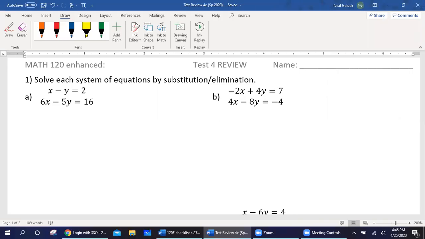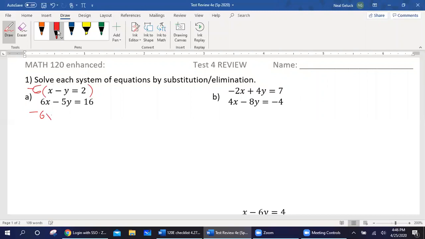This is the review for the Unit 4 test in Enhanced College Algebra. For the first two problems, we're solving the equations using substitution or elimination, whatever you prefer. I'm going to use elimination, actually, on both of them. For the first one, I'm going to multiply the top equation by a -6.